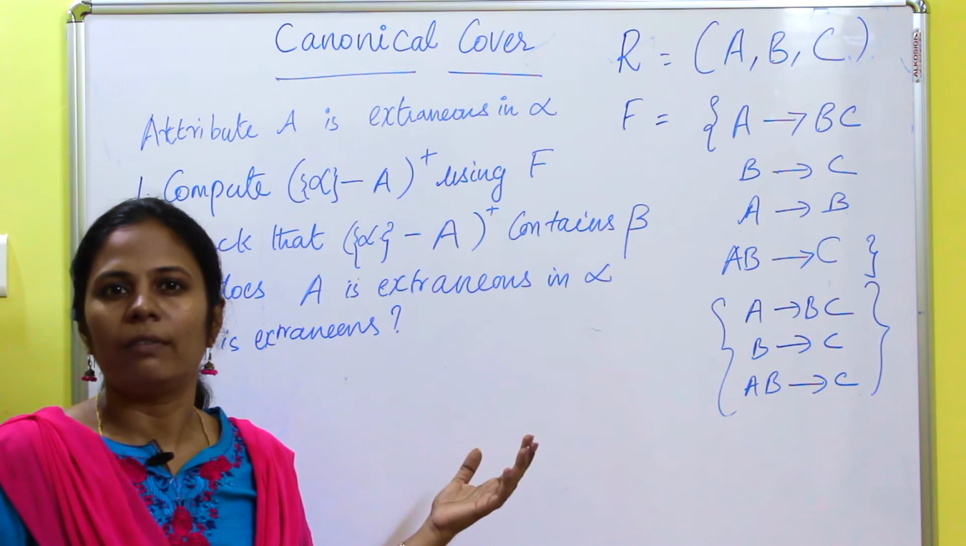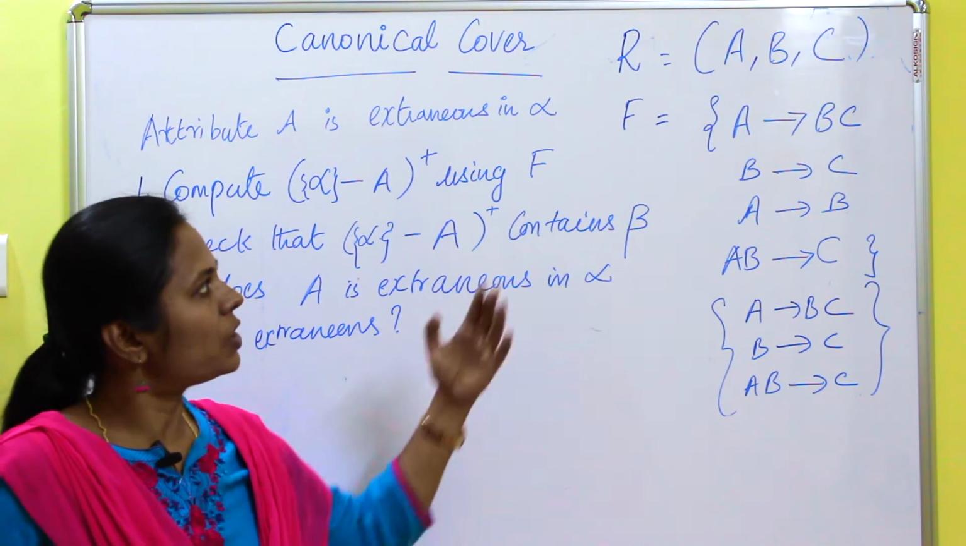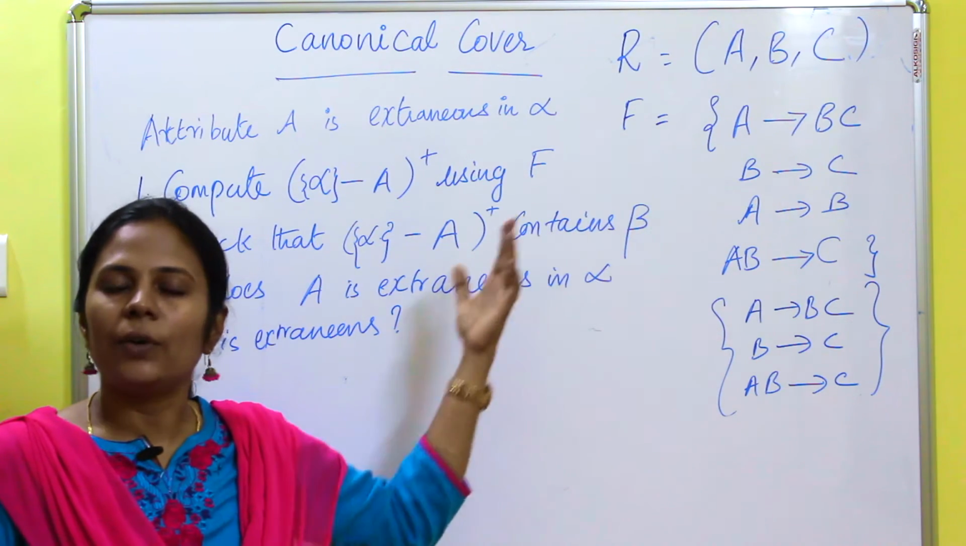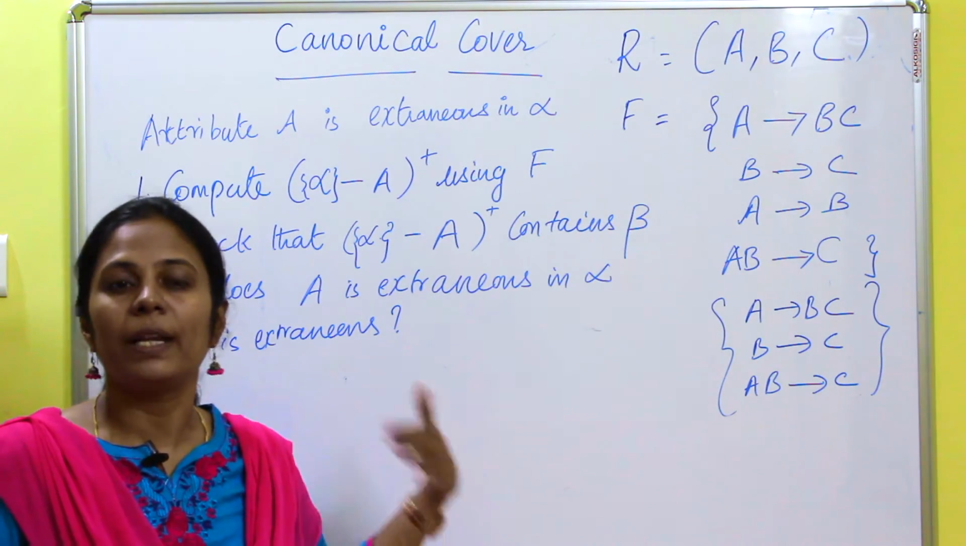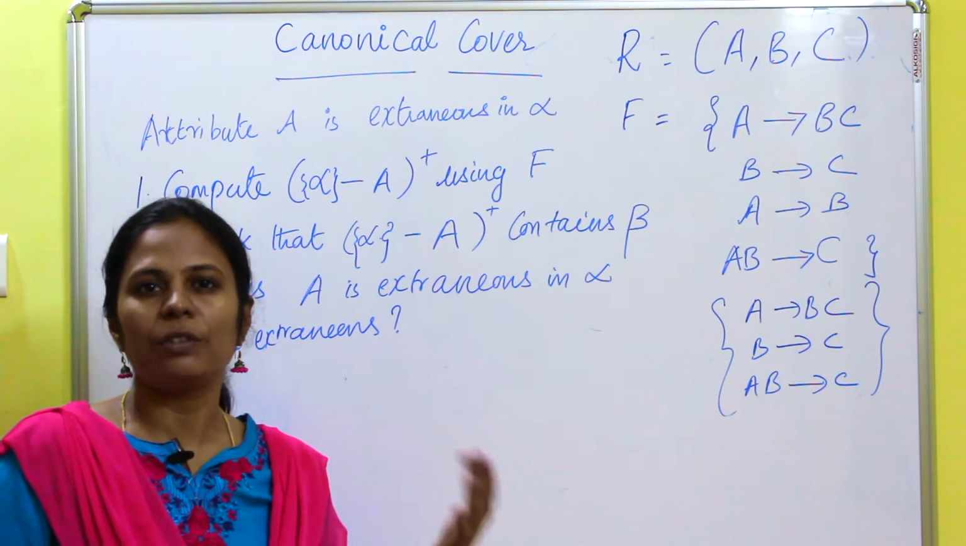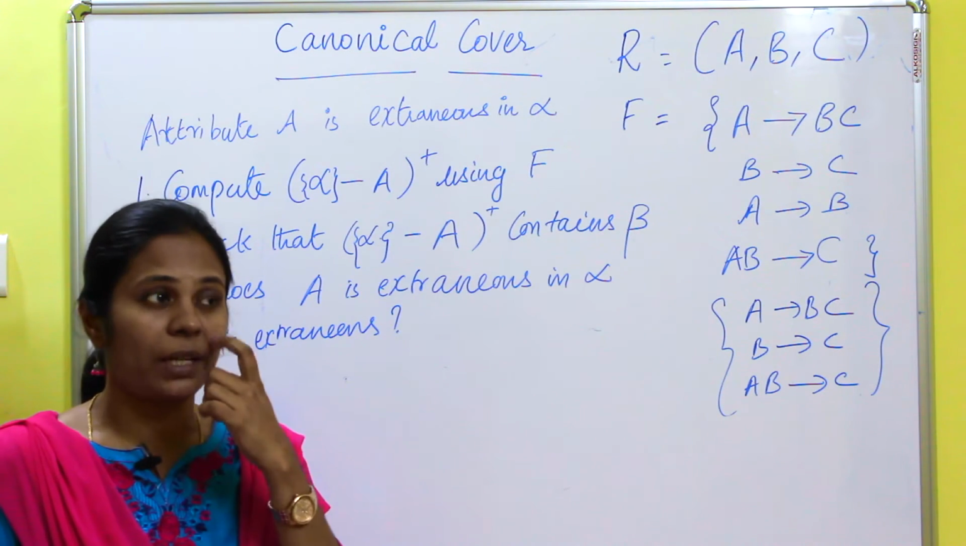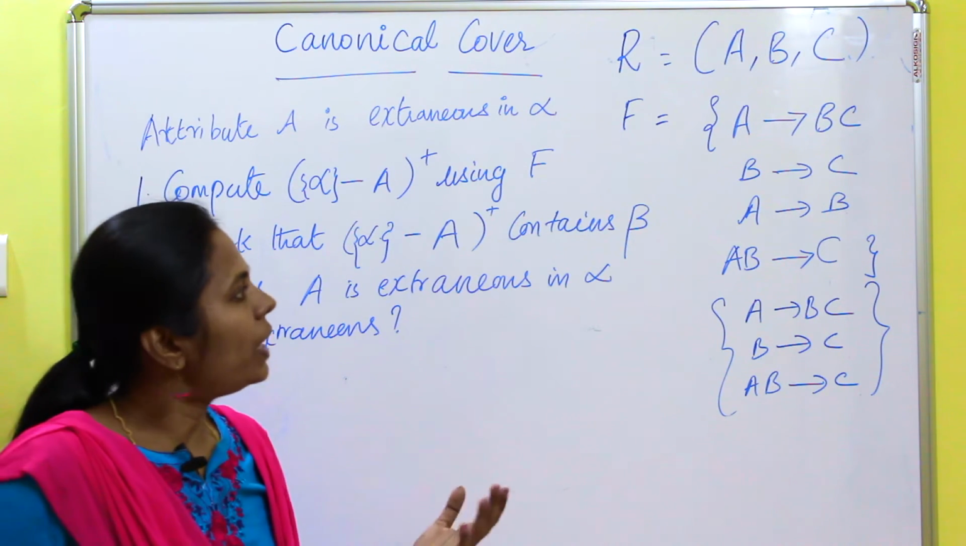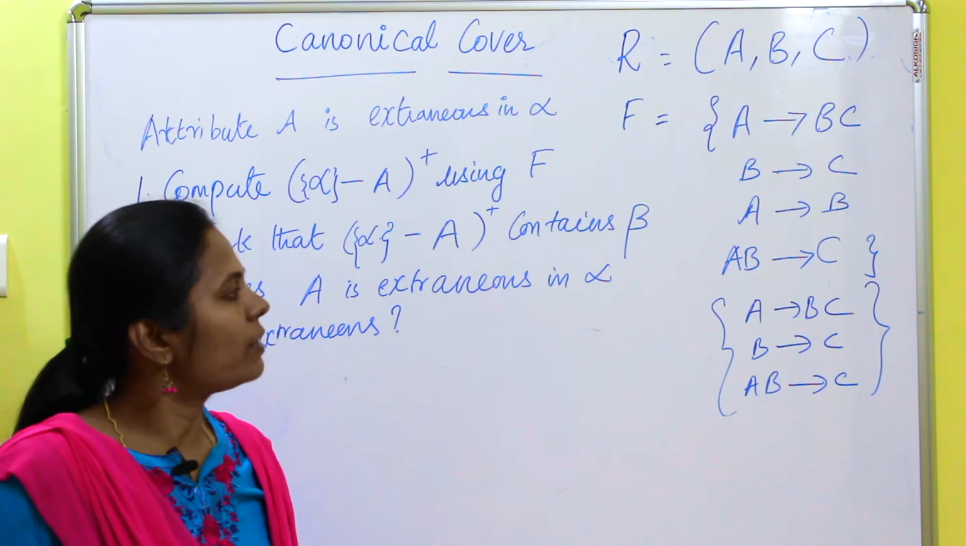In the canonical cover, whatever functional dependency is given, we are going to reduce. Canonical cover is also called the minimal cover. So we have to reduce the functional dependency. Here reduction means we can combine using the union law. After that, if there is any extraneous attribute, what do we mean by extraneous attribute?